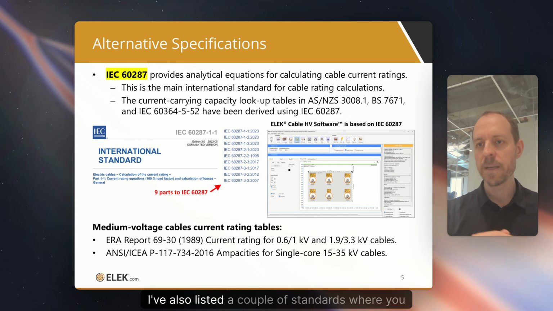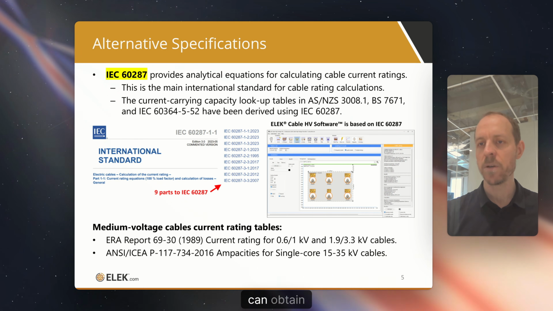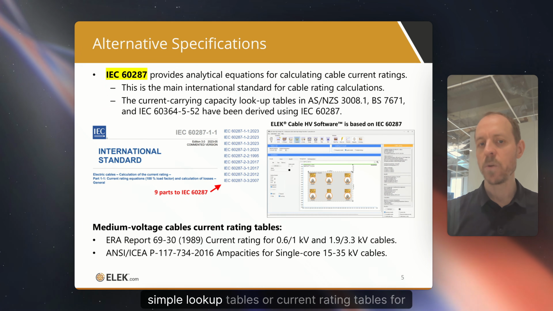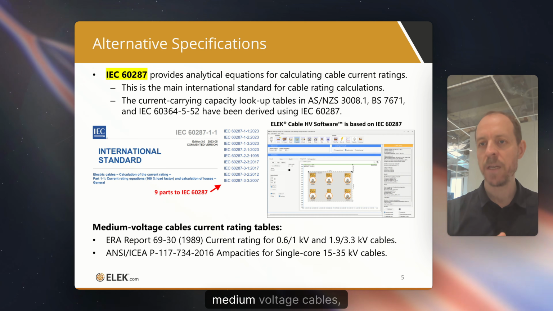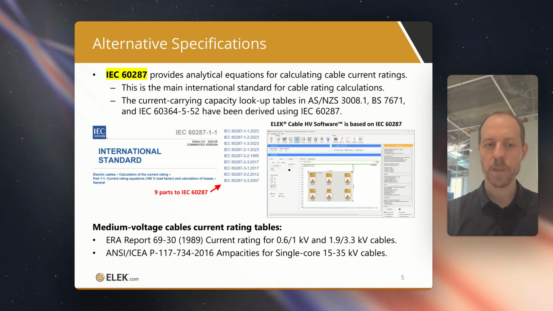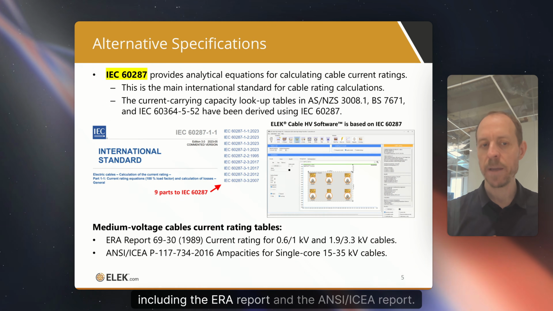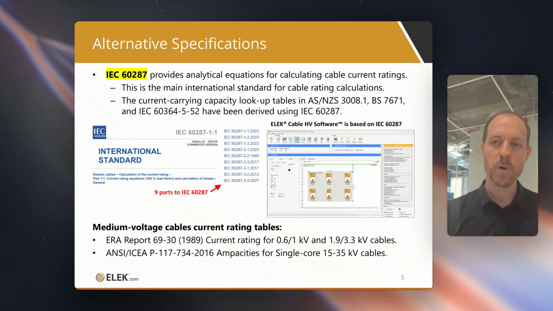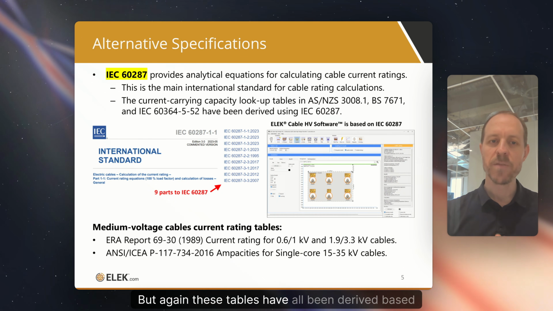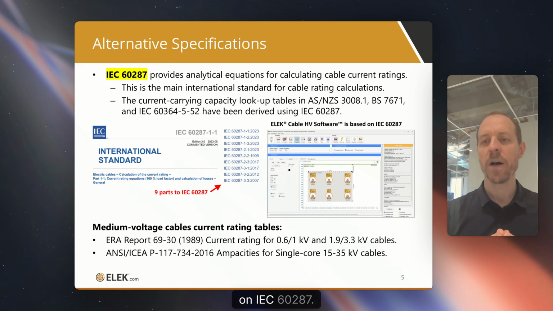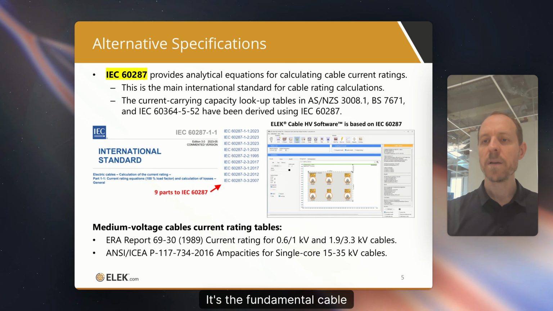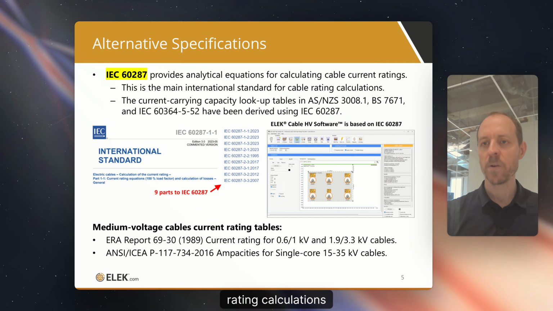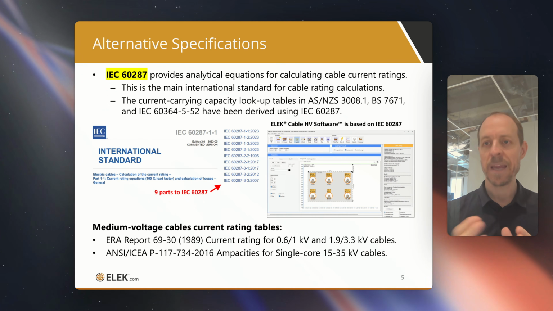I've also listed a couple of standards where you can obtain simple lookup tables or current rating tables for medium voltage cables, including the ERA report and the ANSI ICEA report. But again, these tables have all been derived based on IEC 60287. It's the fundamental cable rating calculations standard.